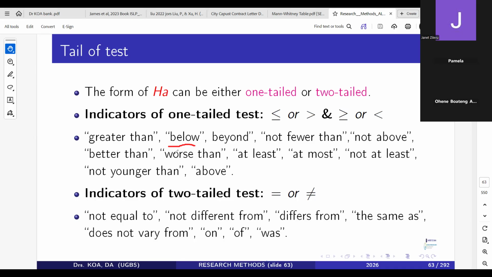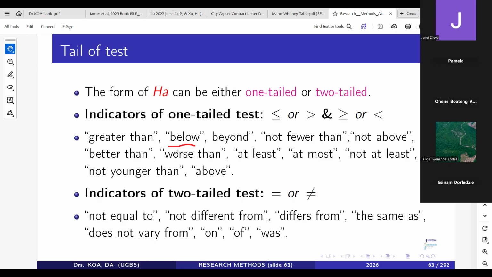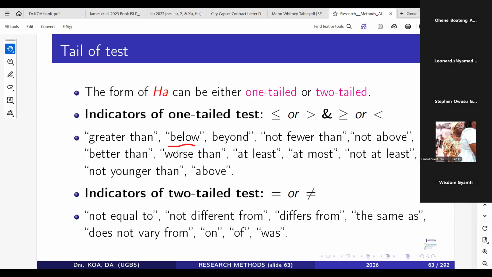That is not correct. Not at least. What symbol is that? Felicia. Greater than or equal to. Greater than or equal to is wrong. What symbol is not at least? Janet, your hand is up. All right. Greater than. Greater than. That's wrong.